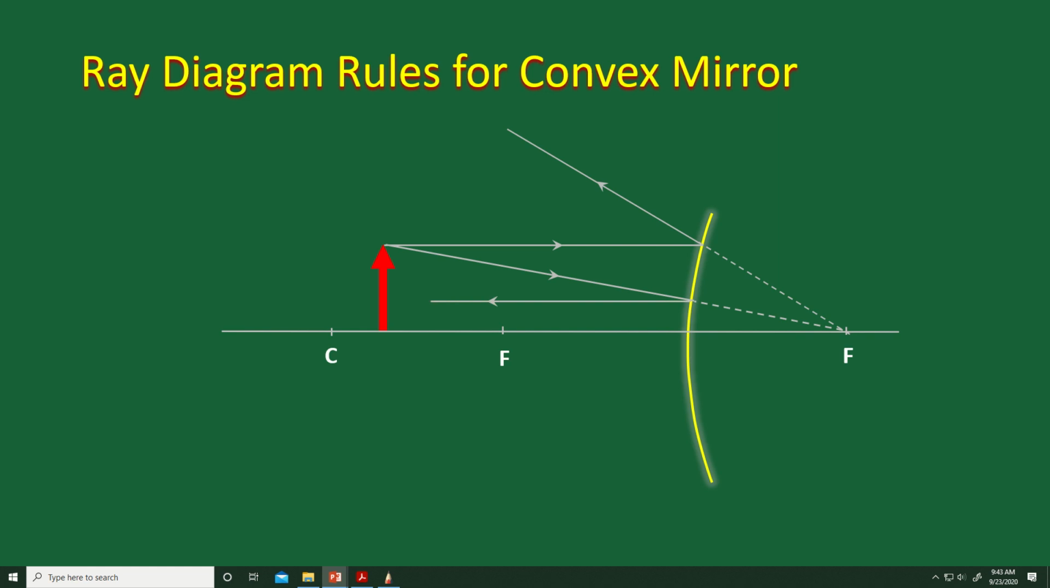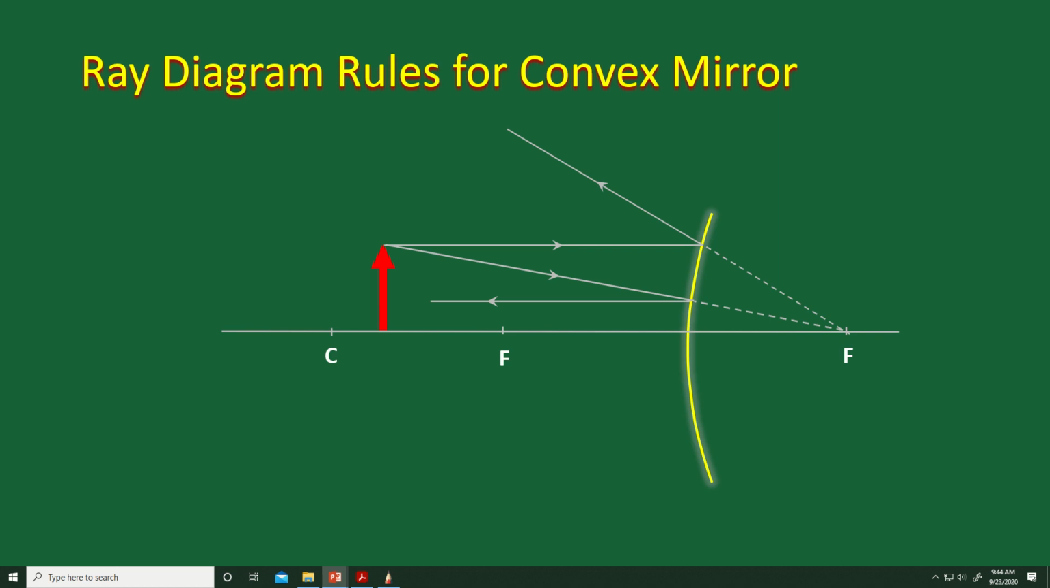Now just by looking at the two reflected rays, this is the reflected ray and that's the reflected ray, you can say that they will never meet anywhere on this side. They will never converge on this side. So they are diverging from each other.